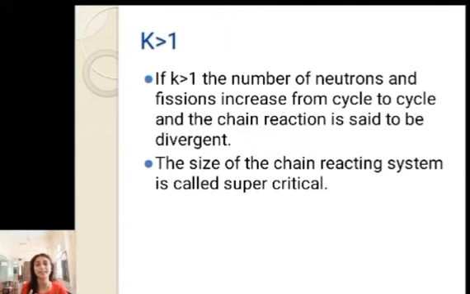What happens when K is greater than 1? If K is greater than 1, the number of neutrons and fissions increases from cycle to cycle. Suppose I have utilized 1 neutron, at the end I am going to get more than 1. If I have used 5 neutrons, at the end I am going to get more than 5 neutrons. So the number of fissions increases from cycle to cycle. From 1 I'll get 3 neutrons, from 3 I'll get 9, from 9 I'll get 27, that way. And the chain reaction is said to be in a divergent state, and the size of the chain reacting system is called the supercritical state.